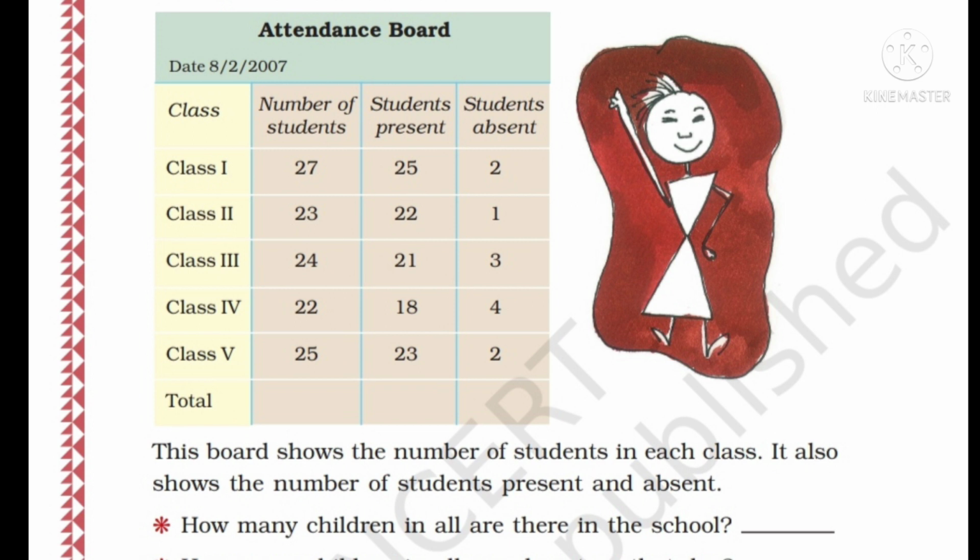How many children in all are absent on that day? Students absent are 2 plus 1, 3, 3 plus 3, 6, 6 plus 4, 10 and 10 plus 2, 12. 12 students are absent on that day.